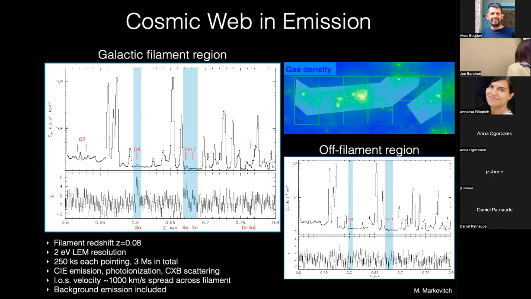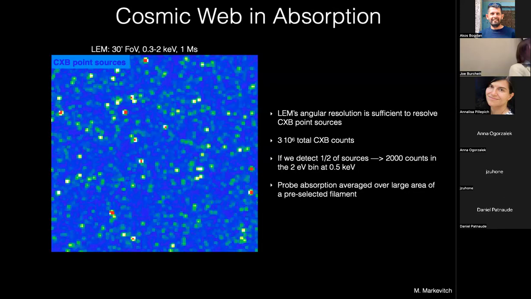Besides emission, we can also look at absorption. And instead of looking at an individual line of sight, as Joe was talking about, which is a very common technique in ultraviolet, we can account for the fact that within the LEM field of view, we'll be detecting a lot of X-ray background sources. And the angular resolution is actually pretty good. It's sufficient to resolve these individual sources.